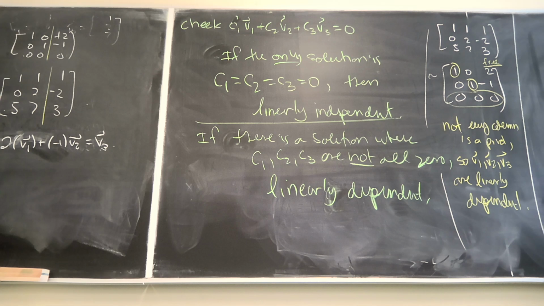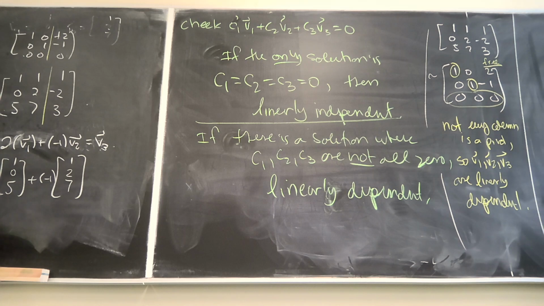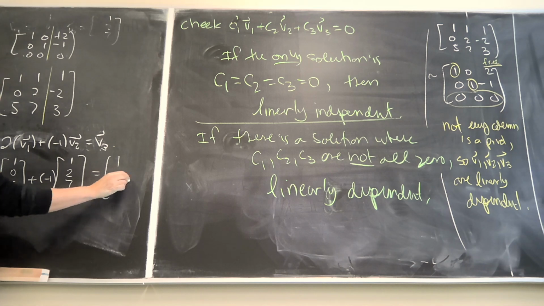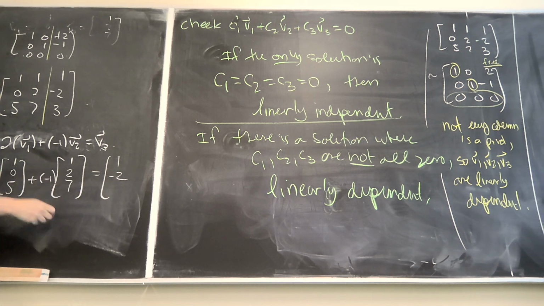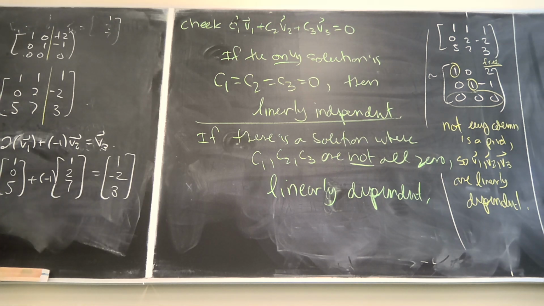That's easy enough to verify. Generally, it's not a bad idea to just verify when you're looking at these things that you've actually got them correct. 1, 2, 7. So 2 plus negative 1 is equal to 1. 0 plus negative 2 is negative 2. 10 minus 7 is 3. So the combination works.